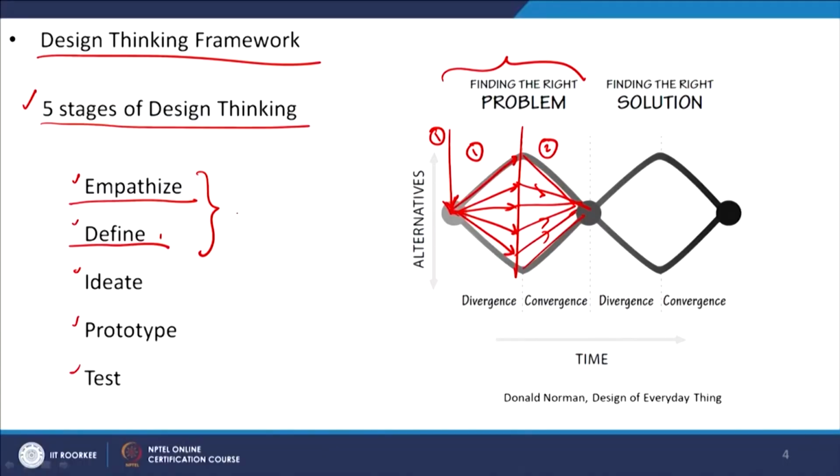Many times, from each and every stage you can go back if that stage does not fulfill the requirement of the user. So this is stage 1, and stage 2 is finding the right problem, problem identification.